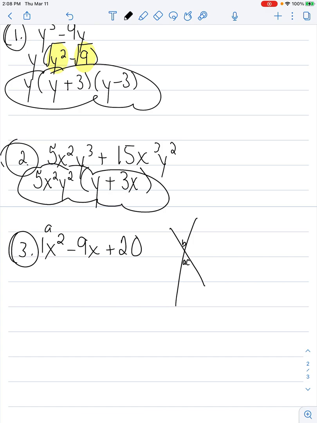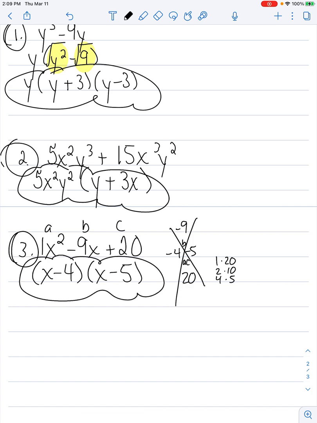So here's our a, which is 1, b, c. So negative 9, 1 times 20 is 20. My factors of 20 are 1 times 20, 2 times 10, and I can already see that 4 and 5, if I make them both negative, add to give me negative 9, and negative 4 times negative 5 gives me positive 20. So my factors are x minus 4 times x minus 5, and I have fully factored that trinomial.